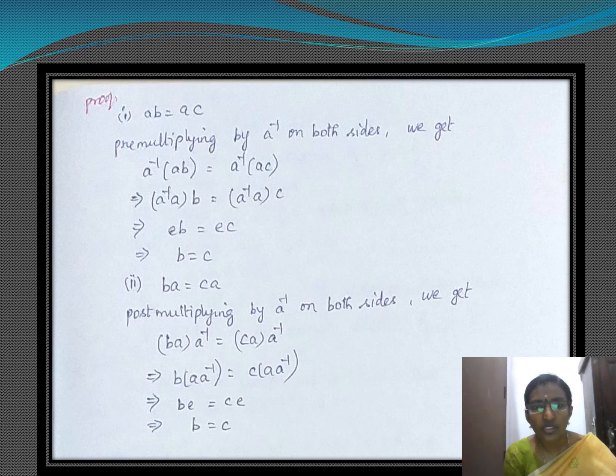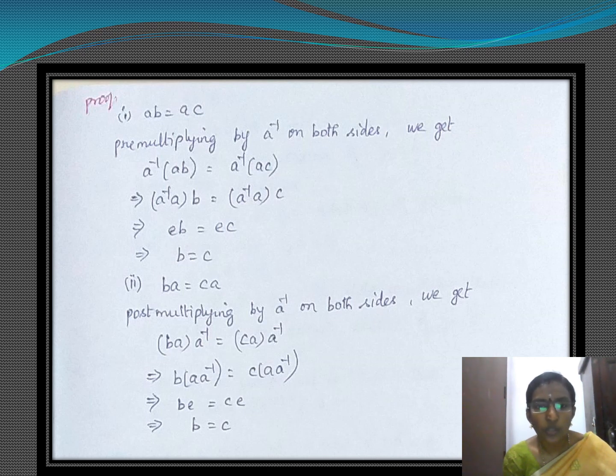To prove this, let me start from AB equal to AC. From theorem 3.1, we already proved that for any element A, there is an element A inverse. Therefore, we pre-multiply that A inverse on both sides. We get A inverse into AB is equal to A inverse into AC.